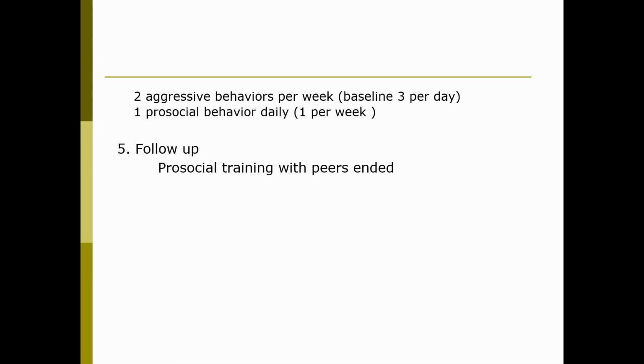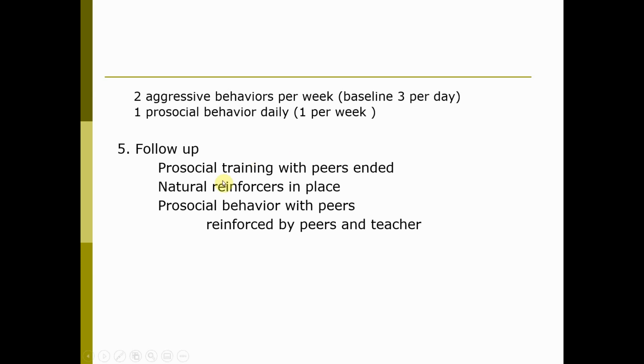Now follow up. A month later, they were looking at what was happening with the aggressive behaviors and the prosocial behaviors. Now the prosocial training with the peers had ended. But what McNamara discovered was that there are many natural reinforcers in place. So the prosocial behavior with peers was being reinforced by both the peers and the teacher. So the prosocial behaviors were occurring at a high rate. And the aggressive behaviors were not happening at a high rate because they had been replaced by the prosocial behaviors. So essentially, this particular child was being reinforced for engaging in prosocial behaviors and not reinforced for aggressive behaviors. So the aggressive behaviors had gone down.